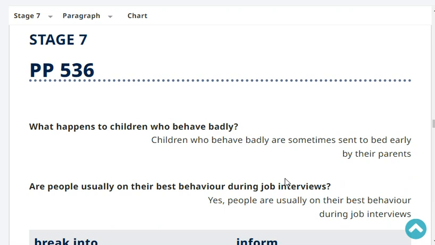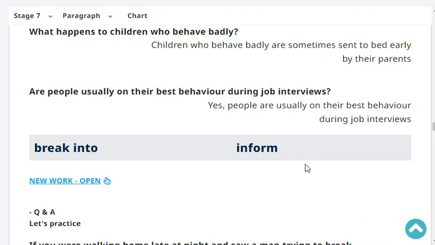Children who behave badly sometimes tend to be sent to bed early by their parents. Very good. Are people usually on their best behavior during job interviews?